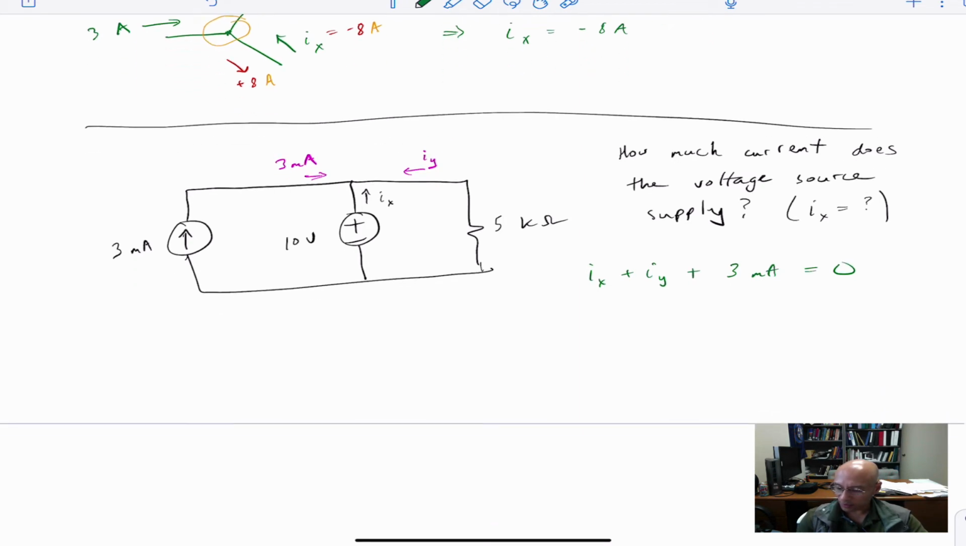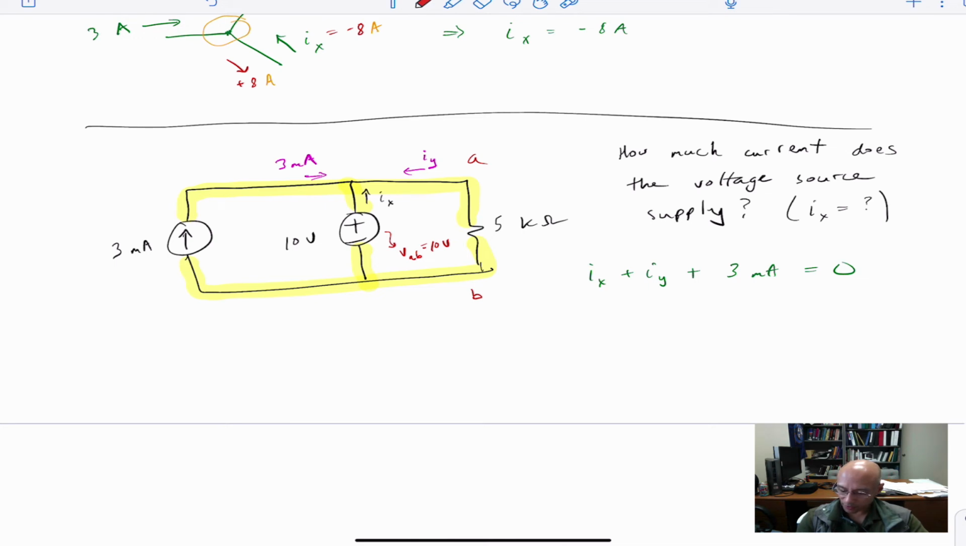Now we have to figure out what Iy is so that we can unlock what Ix is. We can do that if we pay attention to what the nodes are here. I see one node and a second node. Let's call them A and B. This battery leads us to know that VAB is 10 volts, right? A is higher than B by 10 volts.